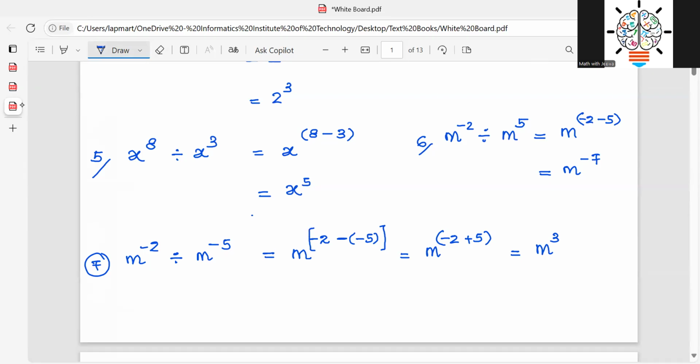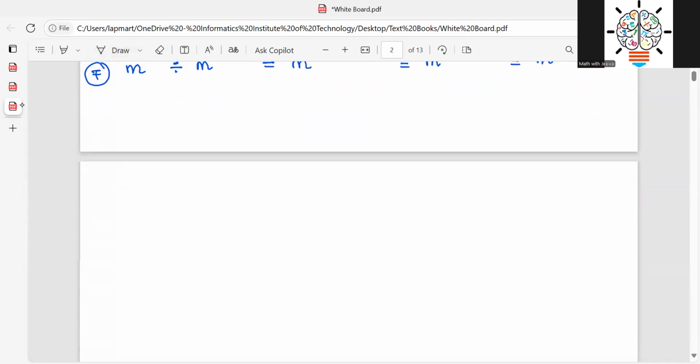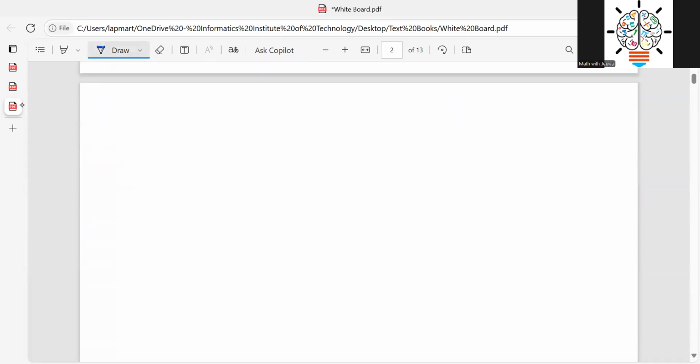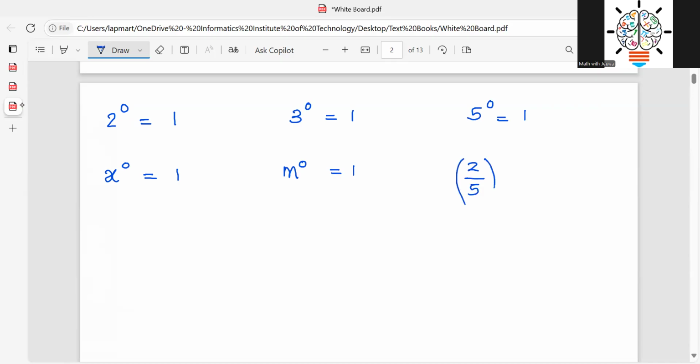Okay, like this, right? So then I want to explain something else. If you have 2 to the power of 0, what is the answer, children? 1. 3 to the power of 0, what is the answer? 1. 5 to the power of 0, what is the answer? 1. X to the power of 0, the answer 1. M to the power of 0, the answer 1. Let's say we have 2/5 to the power of 0. Still the answer is 1.